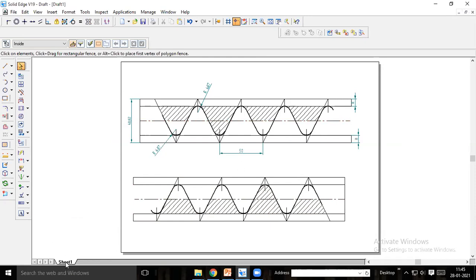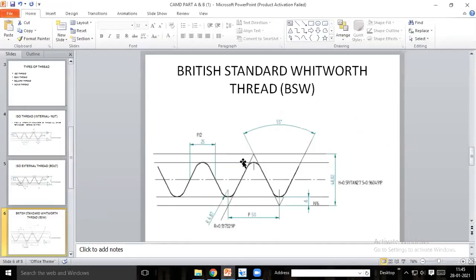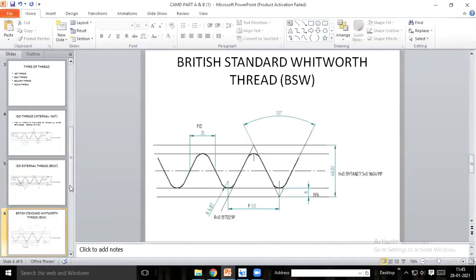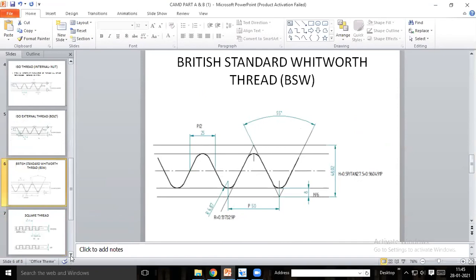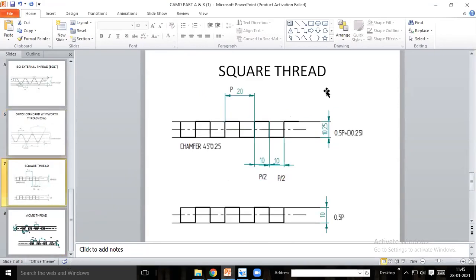So now next we will move on to other type of thread. Most of the time they will ask ISO and BSW only. So these other types of threads are still more simple. Next one is square thread. You see this square thread.